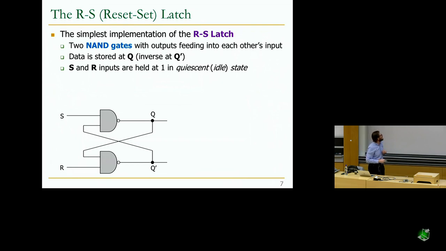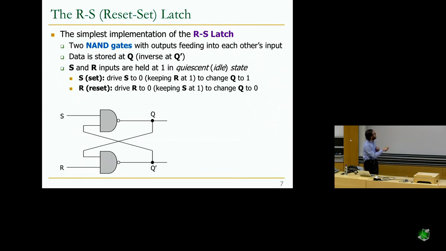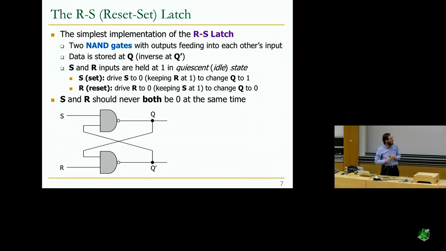Now, it's not that easy, as we will see. Basically, how do you set this? If you want to set this value, Q, to 1, you need to drive S to 0. Basically, make S 0, but ensure that you keep reset at 1. If S is 0, you get a 1 out of here, and you will get a 0 out here. Okay. If you want to reset this, you drive R to 0 and S to 1, and you will see that you change Q to 0 in that case. Make sense? That's basic logic, actually. Now, you should never actually do this. You should never set S and R to 0. And we will cover this in more detail in the next lecture on timing and verification.